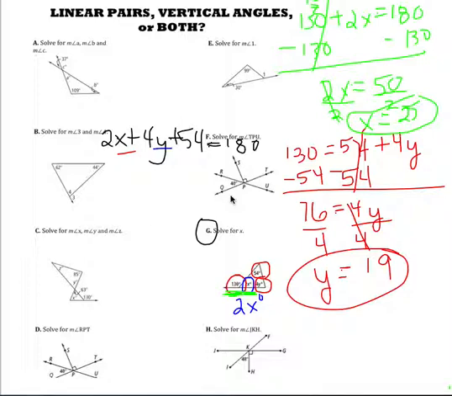So just remember that if you have two variables, or even three, you need at least that many equations to solve for that number of variables. So if you have one variable, you just need one equation. If you have two variables, you need at least two equations. If you have three variables, you need at least three equations.